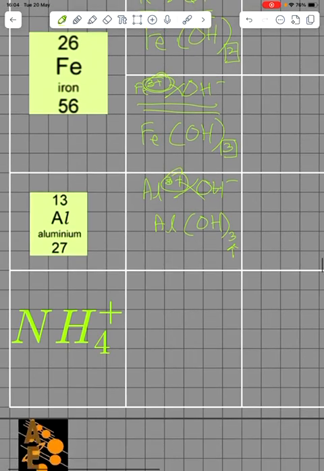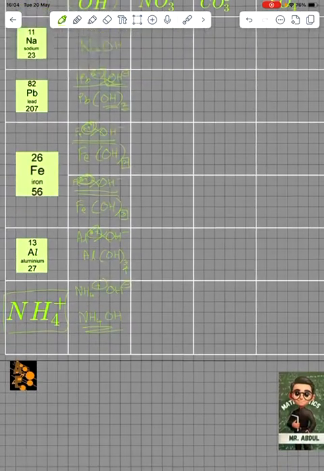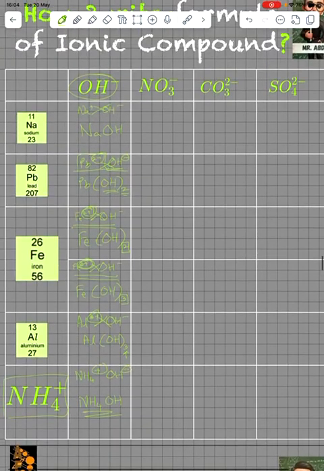Now, we have the polyatomic ion, the ammonium ion. NH4 plus reacts with OH negative. So 1:1. Therefore, you just have to write NH4OH. This is ammonium hydroxide. Next, we will check one by one if you need to do something.